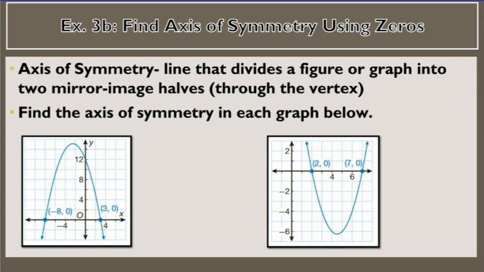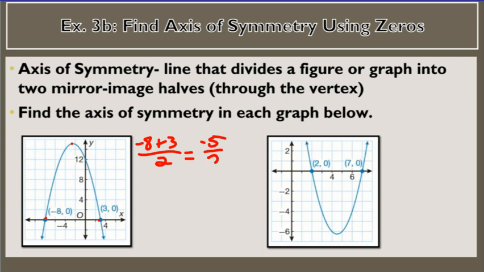Next, the axis of symmetry. Find the axis of symmetry in these graphs. So I have 2 points, my two zeros. I take my negative 8 plus 3, divide that by 2, which will give me the x-coordinate of my vertex. Negative 8 plus 3 is negative 5.